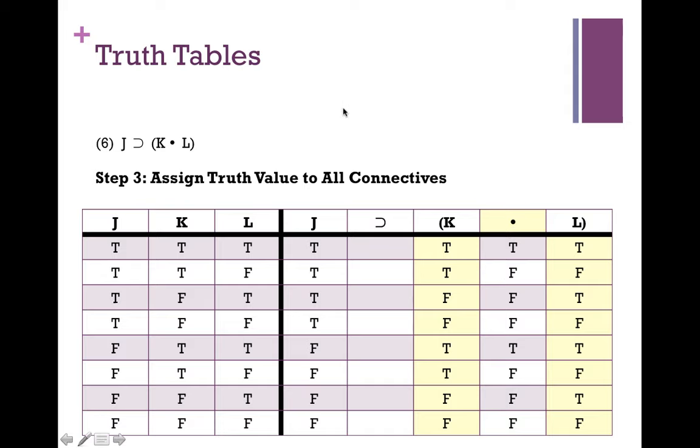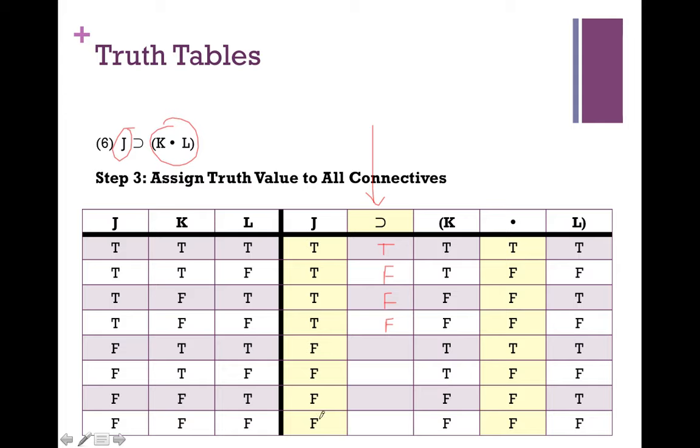So next we're going to calculate the truth value for our main connective. And again, we look at the antecedent, which is J, and the consequent, which is K and L. Since this is in parentheses, this is our consequent. And a conditional is only false if the antecedent is true and the consequent is false. So let's look right here. The antecedent is true, the consequent is true, so this is true. The antecedent is true and the consequent is false, so it's false right here. Again, the antecedent is true and the consequent is false, so it's false right here. Antecedent true and the consequent false, it's false. And notice that all of these are false.